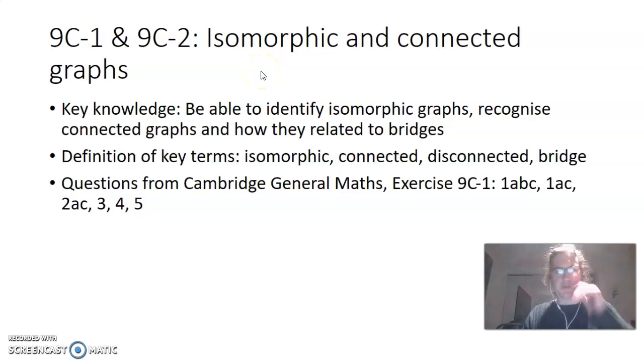Okay, so the key knowledge is to be able to identify isomorphic graphs for 9C-1, and then 9C-2 is to recognise connected graphs and how they relate to bridges. What do they mean? So these are the key terms you should be defining.